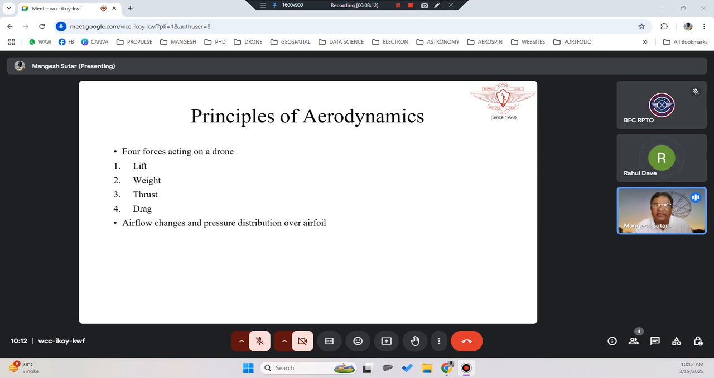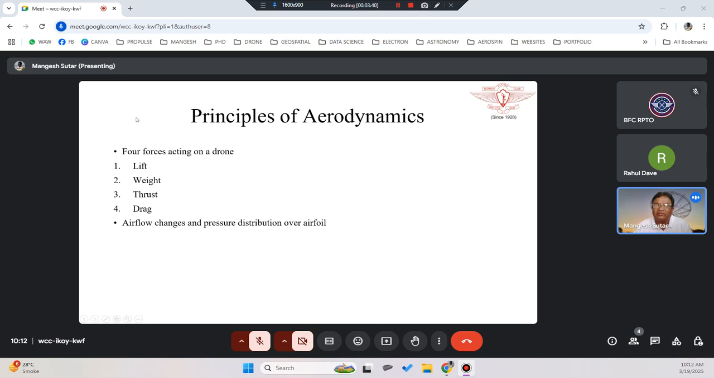Drag is there. Drag will always be there. What we can do is reduce it by designing the entire hybrid drone aerodynamically, but we can't reduce drag to zero. There will be drag because there will be friction, or what we call resistance. Surface area resistance will actually cause the drag. So these are the four forces acting on a drone.